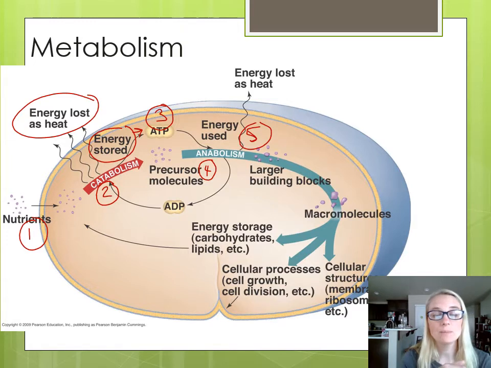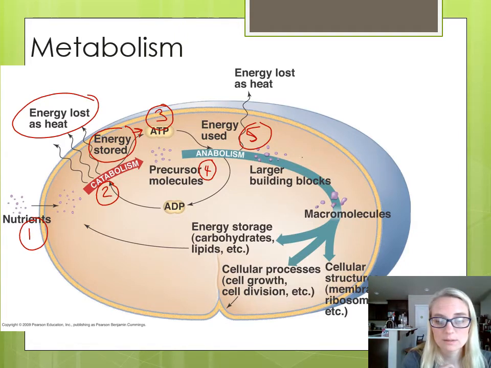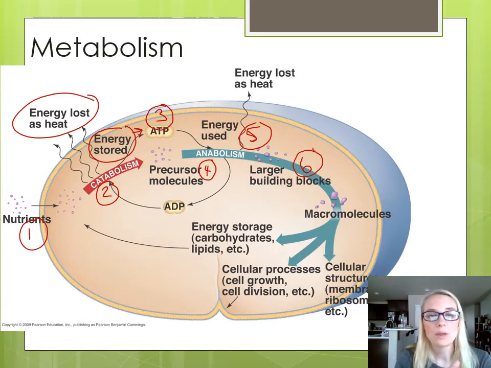Okay, so that's our energy that we just harnessed from our catabolic pathways being used to drive our anabolic pathways with our precursor metabolites. Energy and enzymes are going to make our larger molecules. So that's number 6: the ATP, the precursor molecules, and our end result, these larger building blocks like macromolecules.